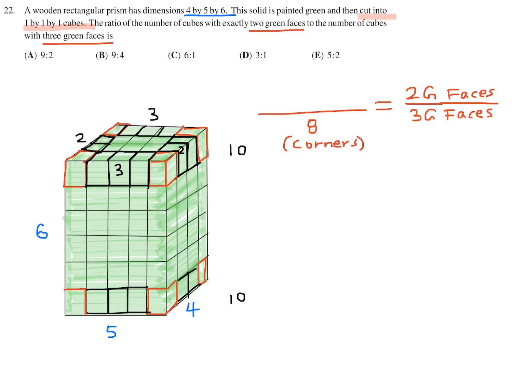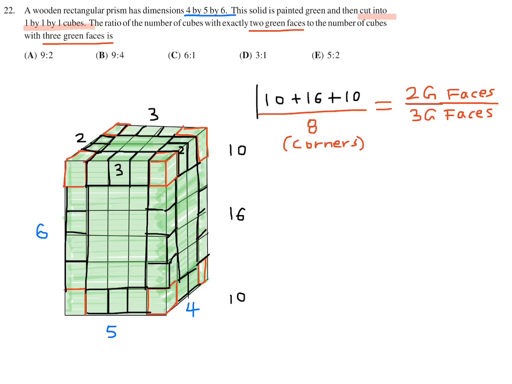All right, now what about in the middle of this diagram? Well, what these ones on the side will have 2 green faces. And there's 4 of those. Similarly, there's 4 of these on this side, 4 on that side, and 4 on the other side that you can't see. So 4, 4, 4, 4, 16. So the total with 2 green faces will be 10 plus 16 plus 10, like that.